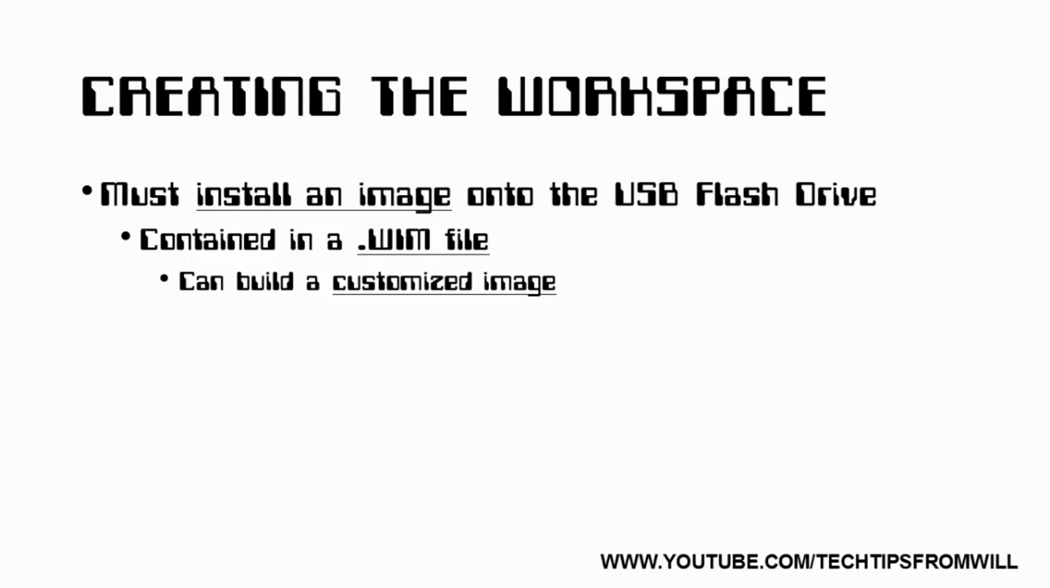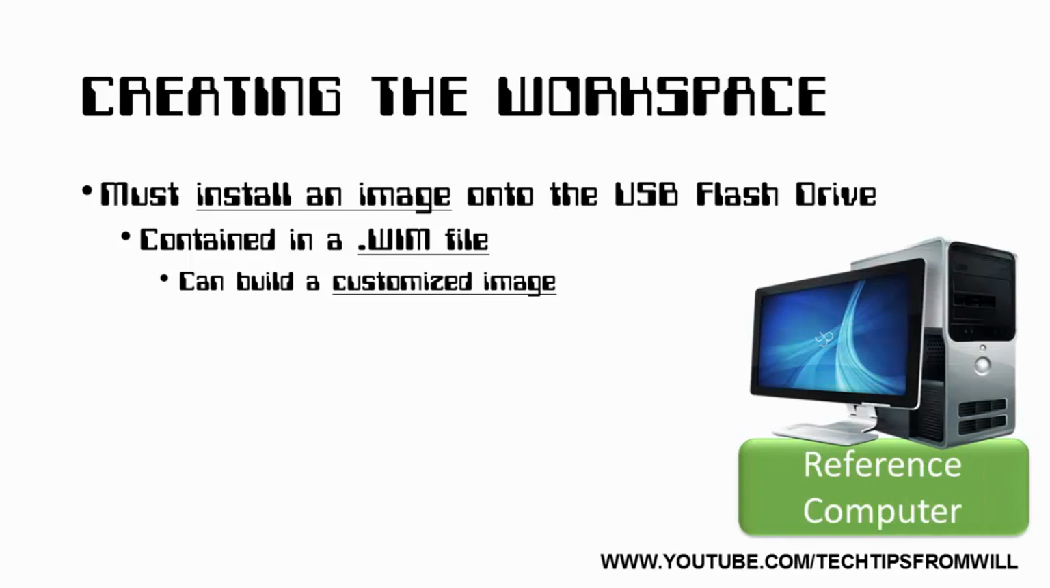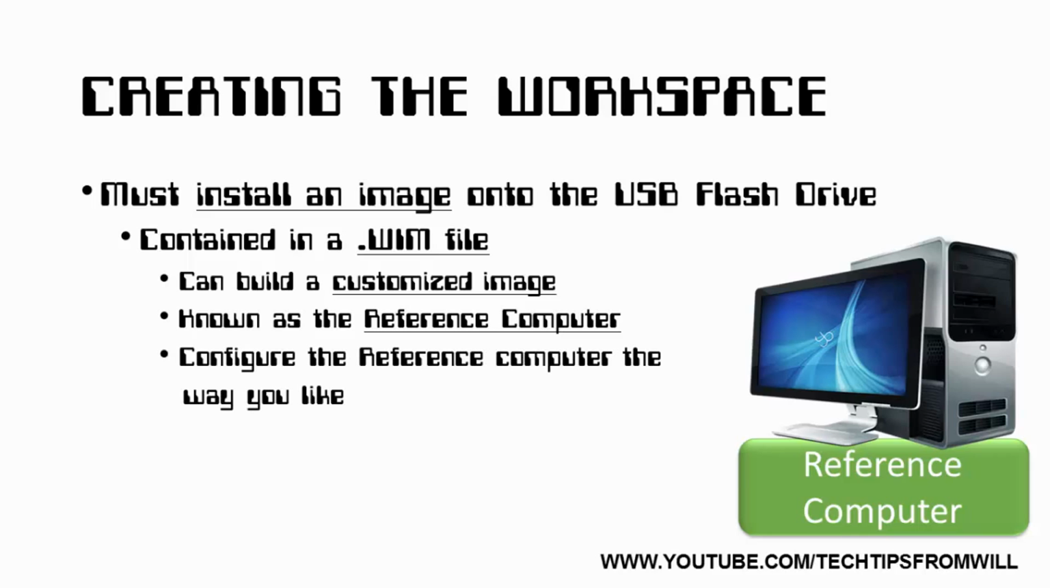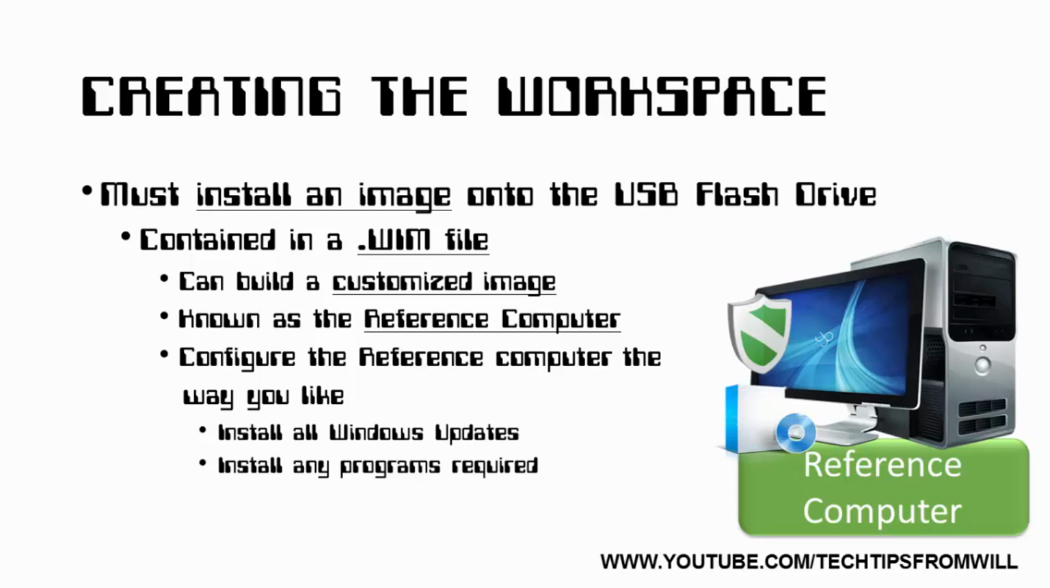To create a customized image, you will need a computer running your preferred version of Windows, either Windows 8 Enterprise or Windows 8.1 Enterprise. This computer is known as the reference computer. After installing Windows, you should then configure it the way you like and create the perfect image of Windows. For instance, you may want to install all of the latest Windows updates. You could also install any programs you require, such as Microsoft Office or maybe some sort of third-party application.